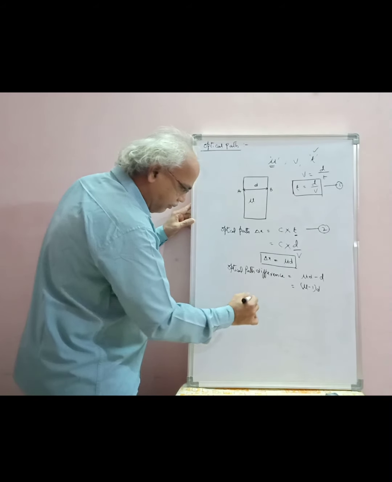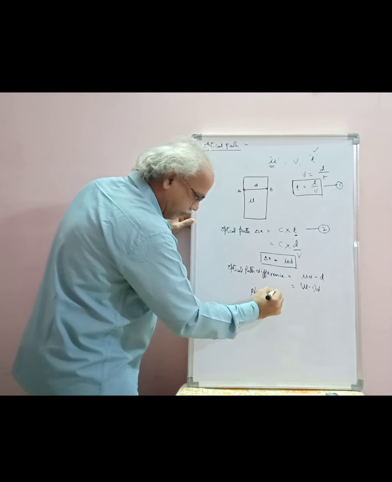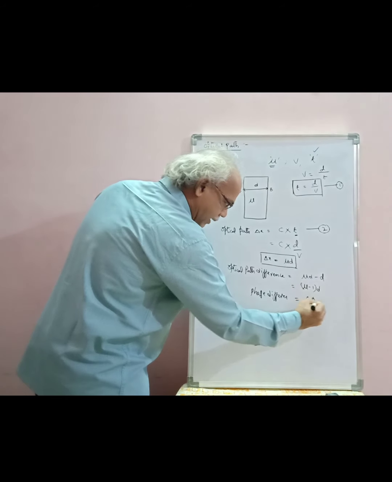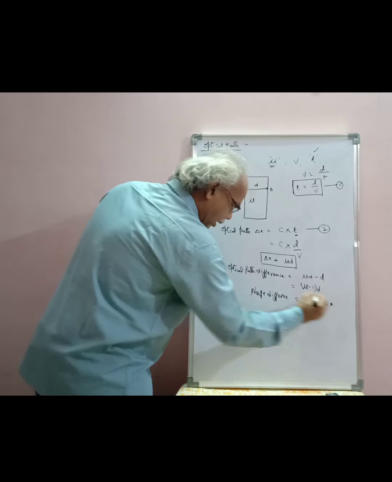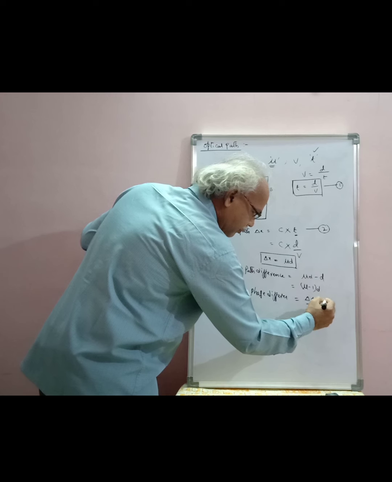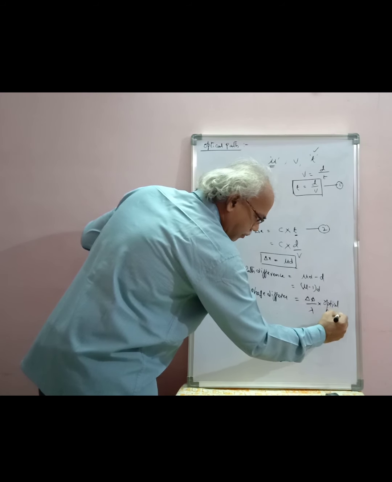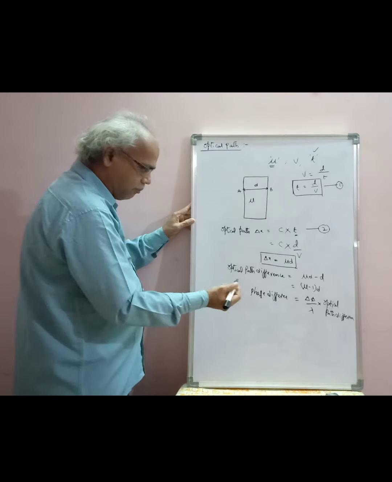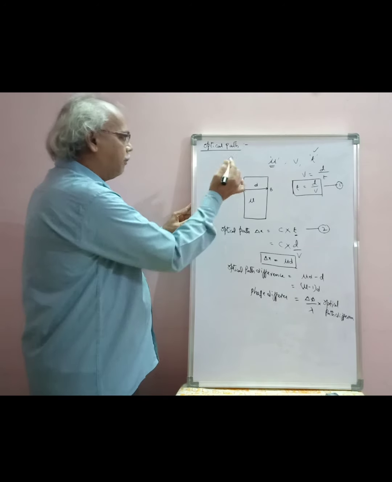What is meant by phase difference? Phase difference, delta phi, is equal to 2 pi by lambda into the optical path difference. It is the phase difference and optical path difference. This is the concept of optical path.